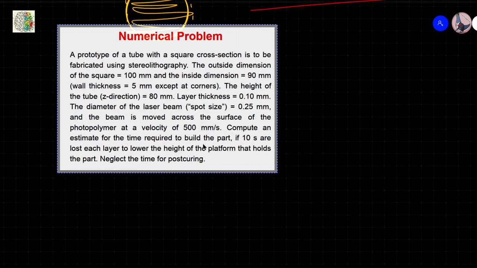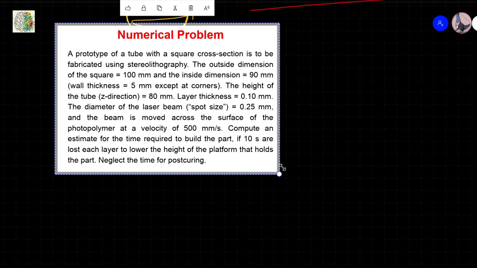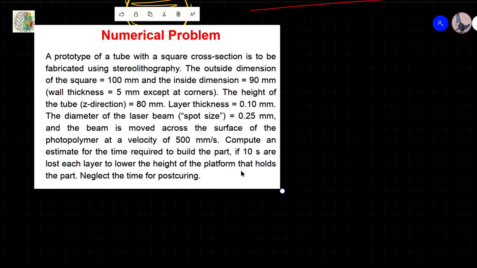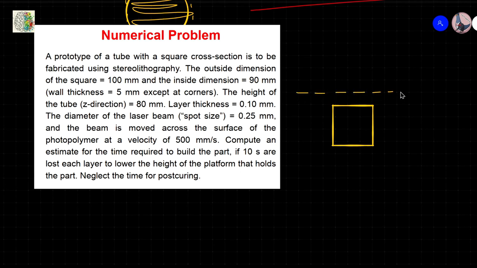See, the question states that a prototype of a tube with square cross section is to be fabricated. Square cross section has to be fabricated, and this is a tube actually, so it has to be something like this. A prototype of the square cross section is to be fabricated using stereolithography. The outside dimension of the square is 100 mm.